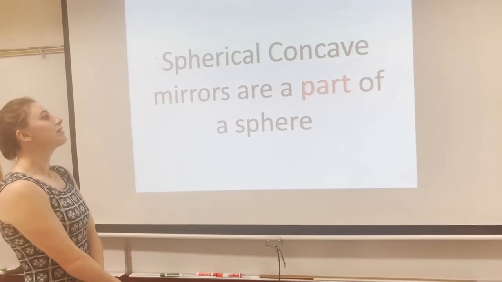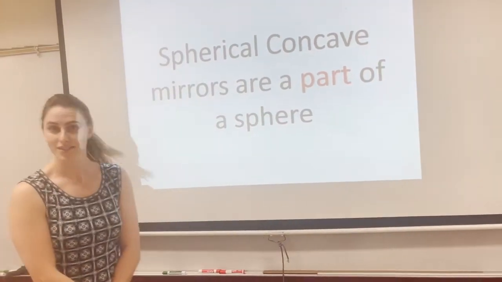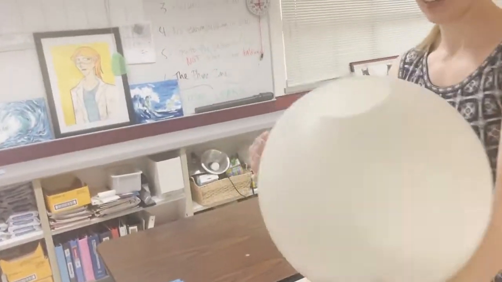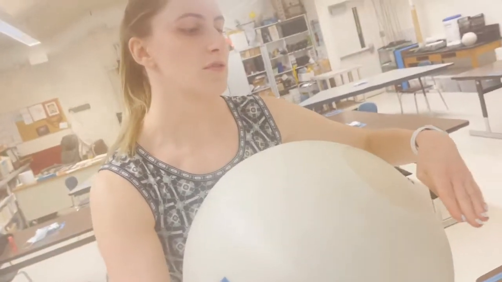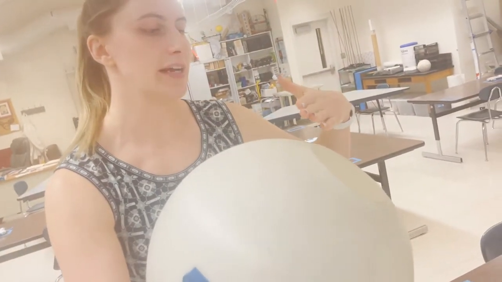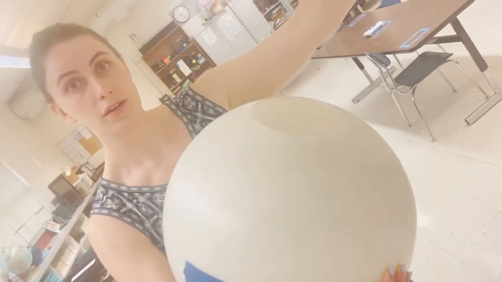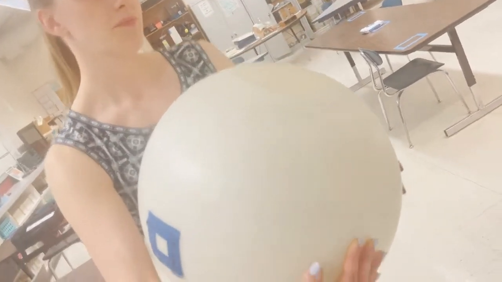Okay. So spherical concave mirrors are a part of a sphere. Here's a sphere. If you slice off a piece of the sphere right here, this could be like what our concave mirror is over there. It's like the missing piece. So it's part of a sphere. It's got a curve. It's got a center down in there somewhere. This bad boy right there. Hang on a second.